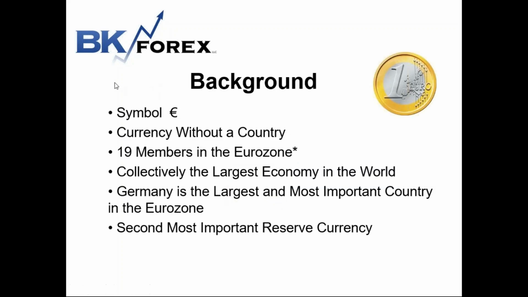Euro. The euro, here's the symbol, some background information. The euro is the only currency without a country, and that's its greatest advantage as well as disadvantage, meaning that since there are 19 members in the Eurozone as of today, there's 19 ways for the currency to get destroyed, either politically, economically, or socially.